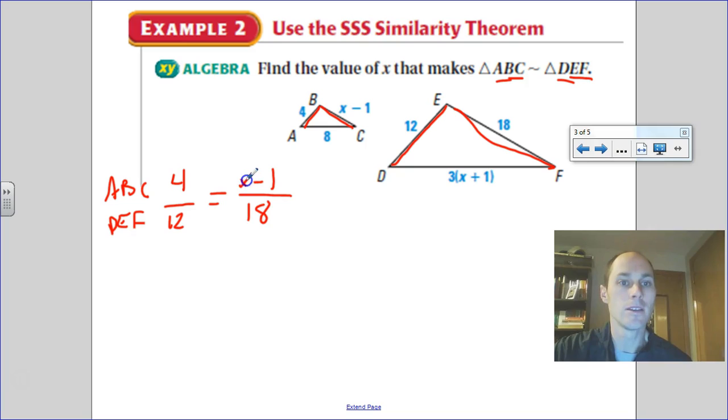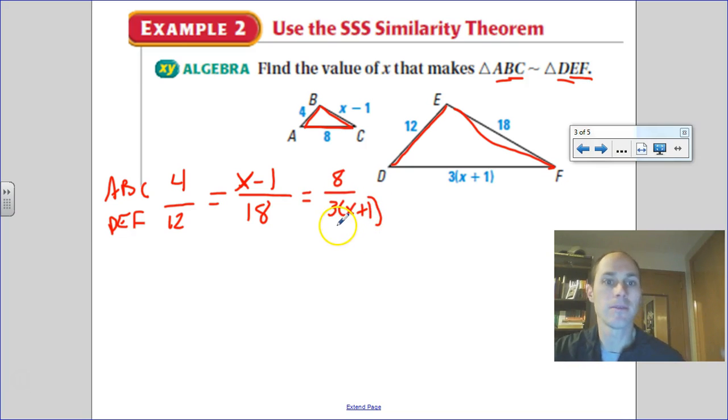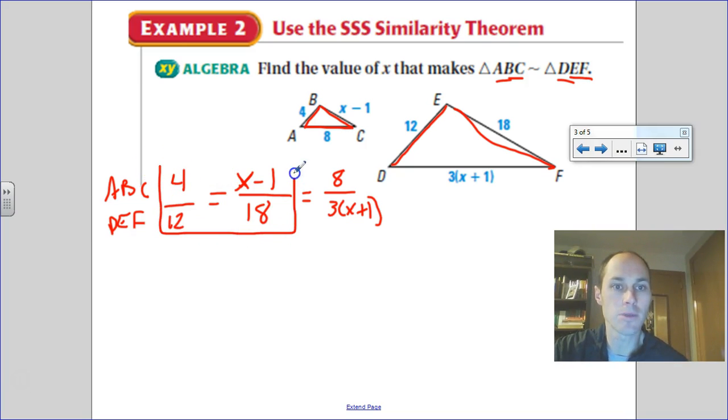Okay, so once we have this set up, we could also use this proportion, 8:3 times quantity x plus 1. But since x will be the same, it doesn't matter which one we use. So I'm just going to take a look at which one's going to be easier to work with. And where I have fewer variables, I'm just going to use this proportion right here.